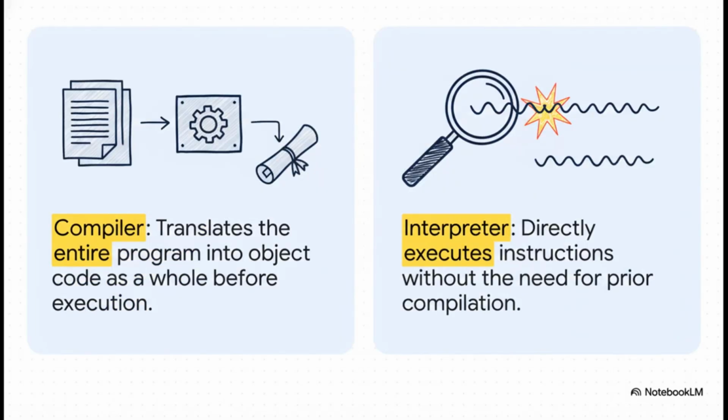Okay, so you've written all this beautiful OOP code. But how does the computer, which only speaks in ones and zeros, actually understand it? Well, it needs a translator. And there are 2 main types. First, you have a compiler. A compiler is like a book translator. It reads your entire program and translates the whole thing into machine code at once. Then you have an interpreter. An interpreter is more like a live translator at a conference. It goes through your code line by line, translating and running it as it goes.